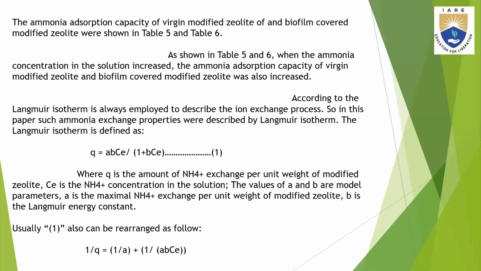The Langmuir isotherm is defined as Q equals ABC divided by 1 plus BC. Q is the amount of NH4+ exchanged per unit weight of modified zeolite. C is the NH4+ concentration in the solution. The values of A and B are model parameters. A is the maximal NH4+ exchange per unit weight of modified zeolite. B is the Langmuir energy constant. Usually, it can also be rearranged as follows: 1 by Q is equal to 1 by A plus 1 by ABC.